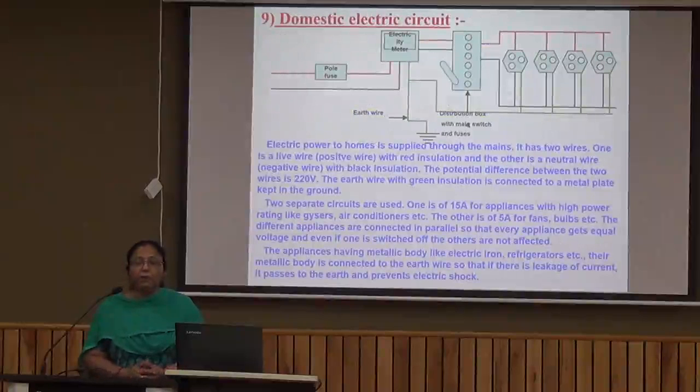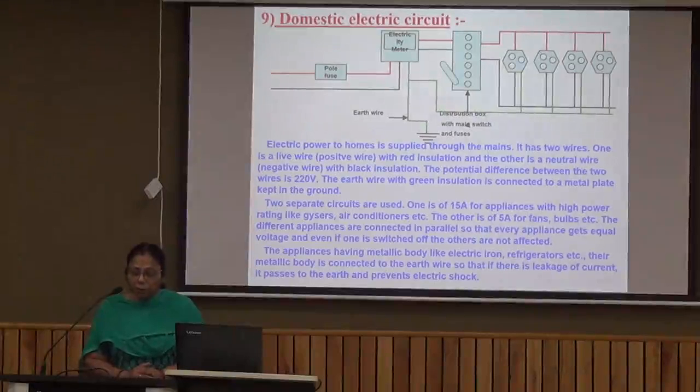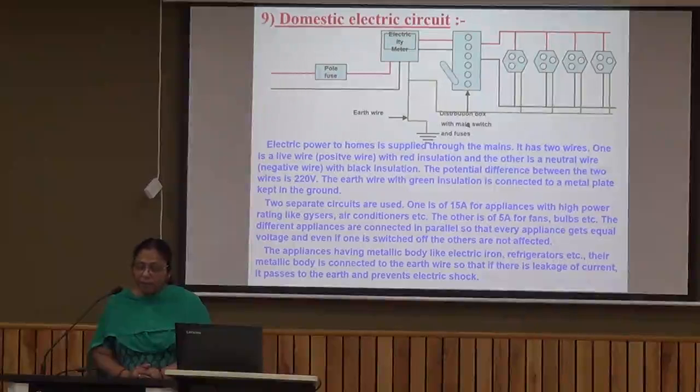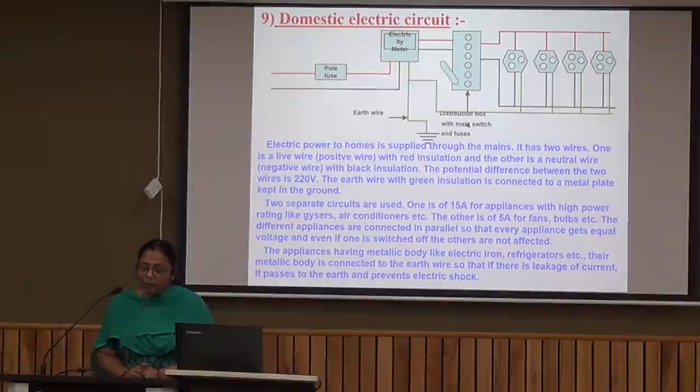The last part, the fifth part, as I mentioned in the beginning of the chapter, is the domestic electric circuit. What are the parts of the domestic electric circuit? First, how many wires are there? Two. And there is a third wire also, which is known as the earth wire. Now these three wires run parallel to each other. There is a color code for each wire. Live wire is red, neutral wire is black, and the earth wire is green in color.